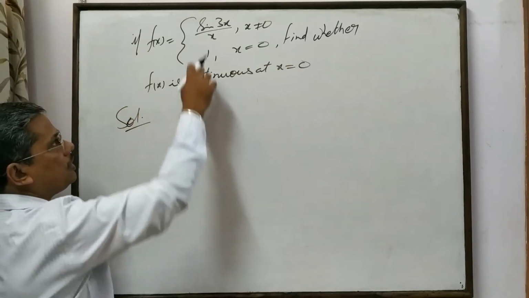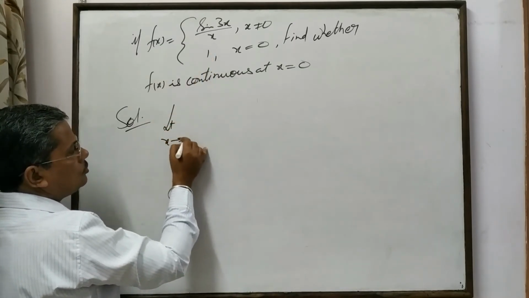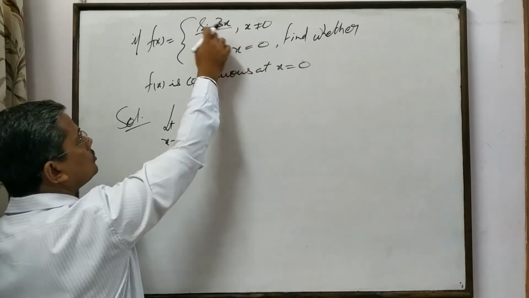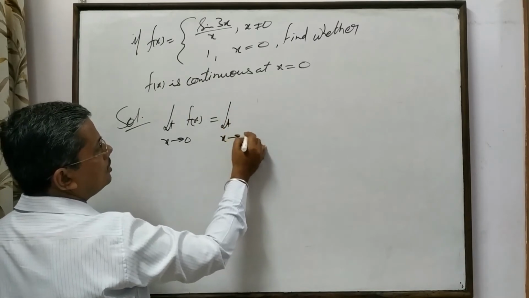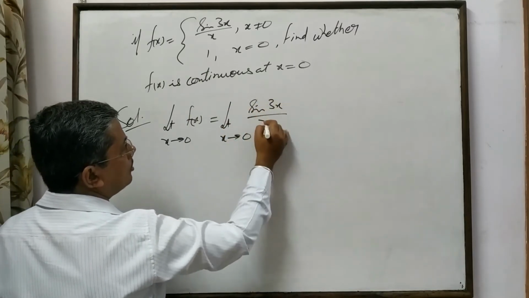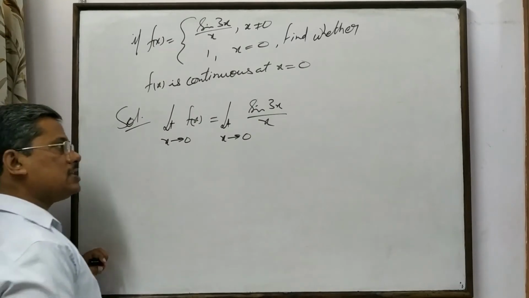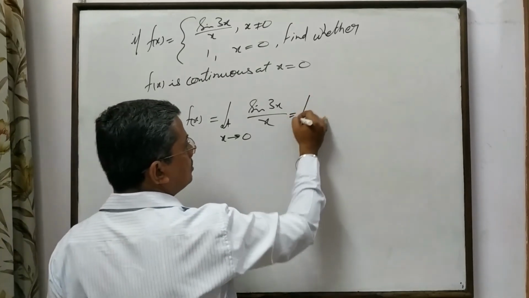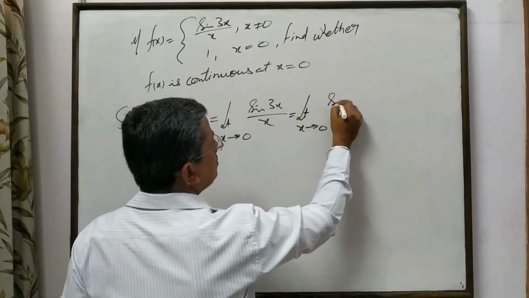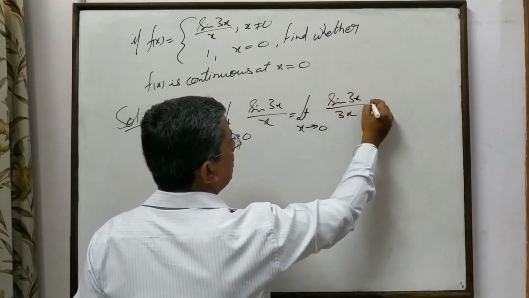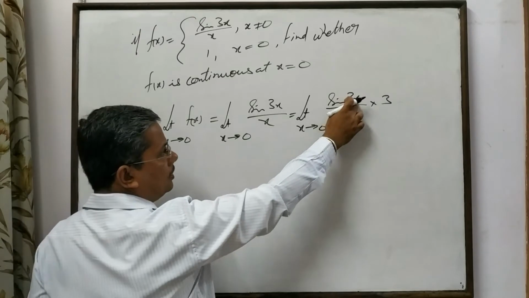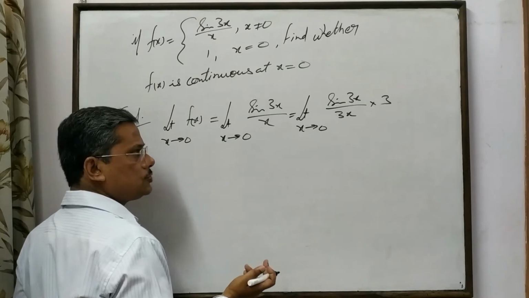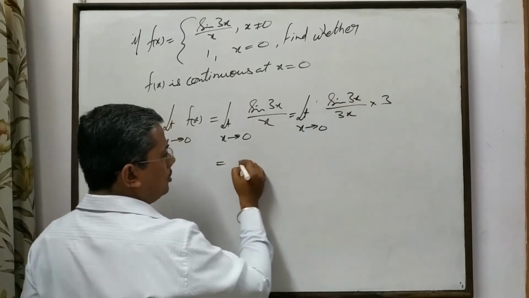Now first of all you need to find the limit. So limit x tends to 0, f of x. Tends to 0 means x is not equal to 0. When x is not equal to 0, the value of function is limit x tends to 0 of sine 3x upon x. Now to evaluate this limit, the formula is applicable when the angle is equal to the denominator. So to make them equal, we multiply and divide by 3. Now this angle and denominator are equal. As x tends to 0, 3x also tends to 0, so this limit comes out to be 1.